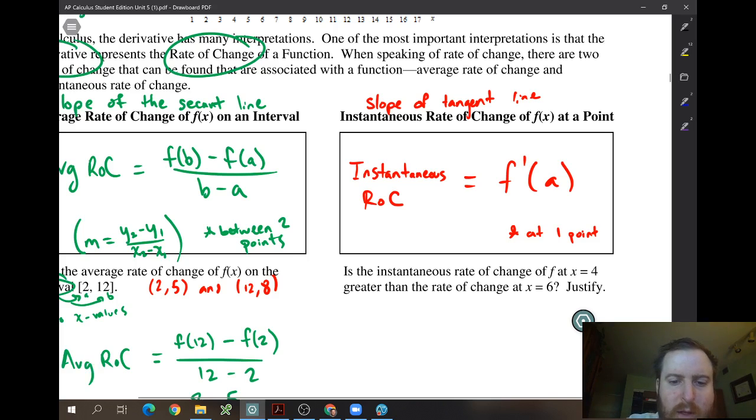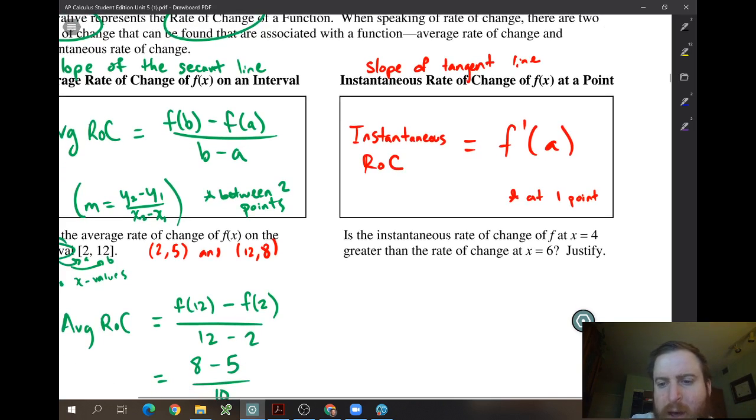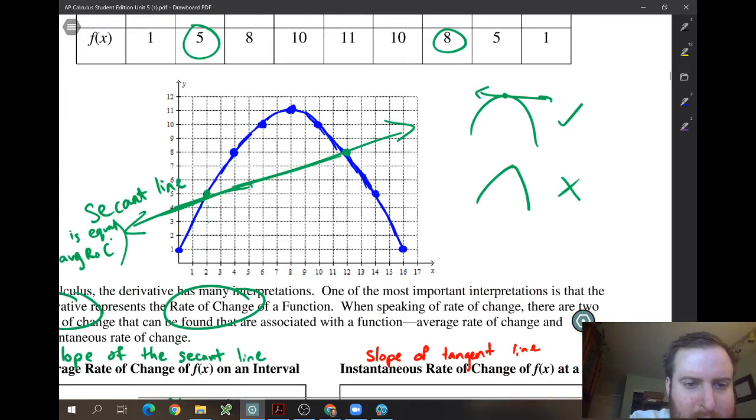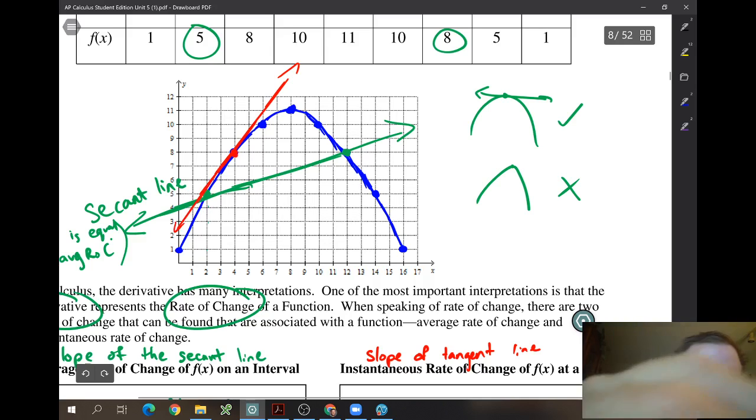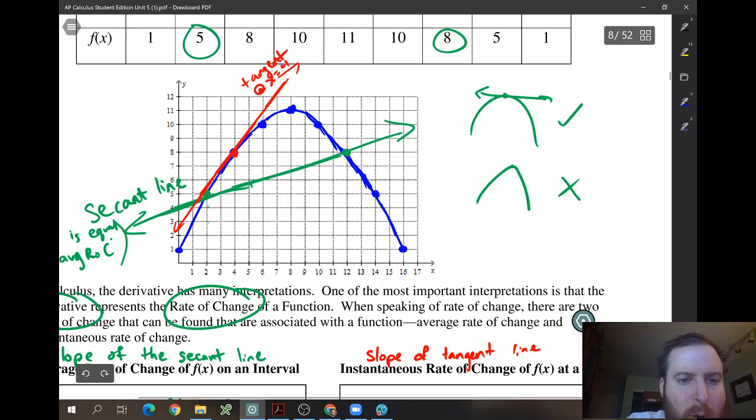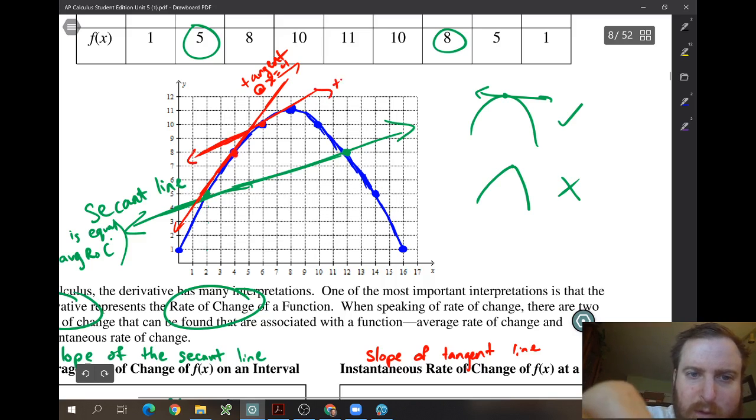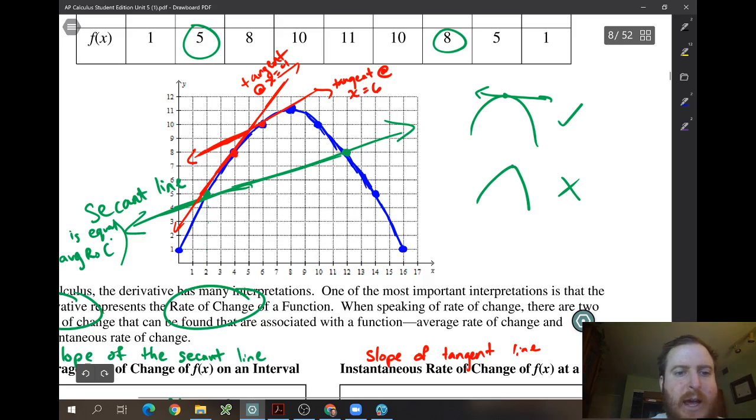And so this question here asks, is the instantaneous rate of change of f at x equals 4 greater than the instantaneous rate of change at x equals 6? So at x equals 4, right at that point, we would draw a tangent line that hits it in one spot. And this would be the tangent line at x equals 4. The slope of this line will be f prime of 4. Then we could also do it at x equals 6, right? And so here's our tangent line at x equals 6. And this slope is going to represent f prime of 6.